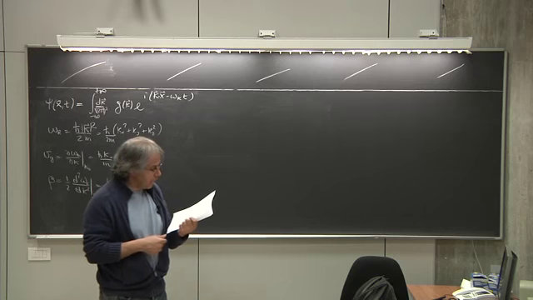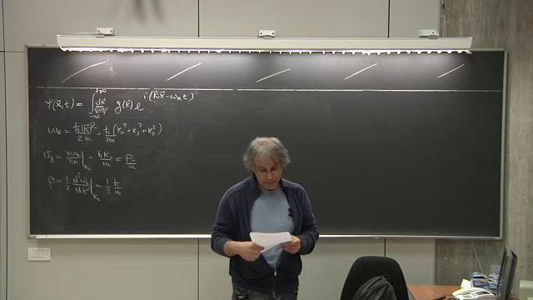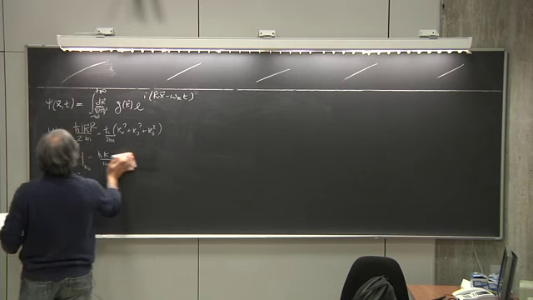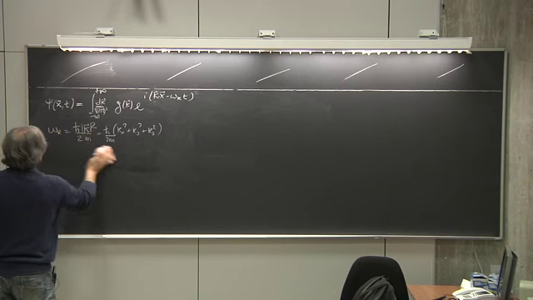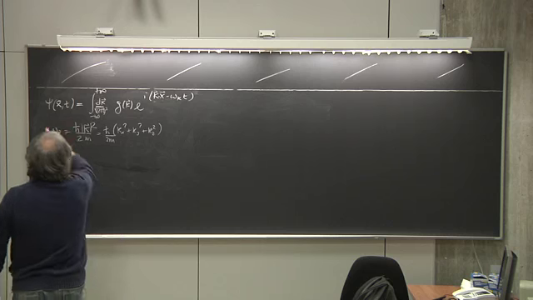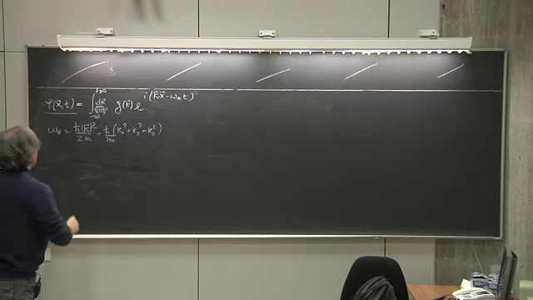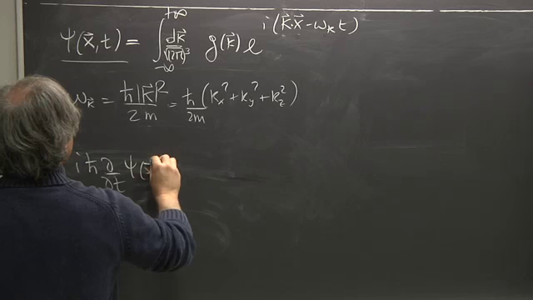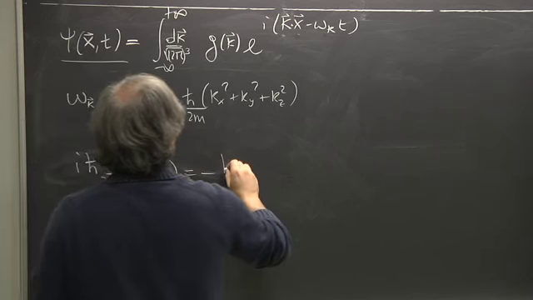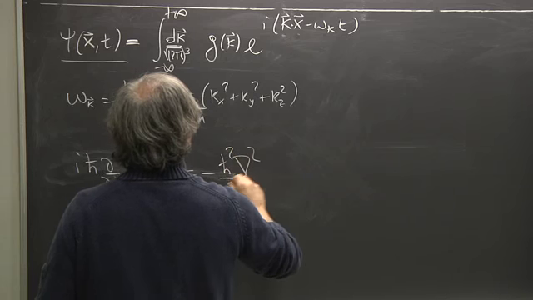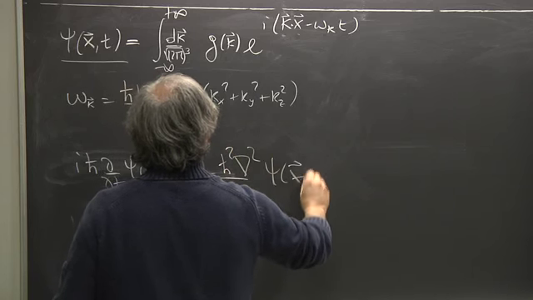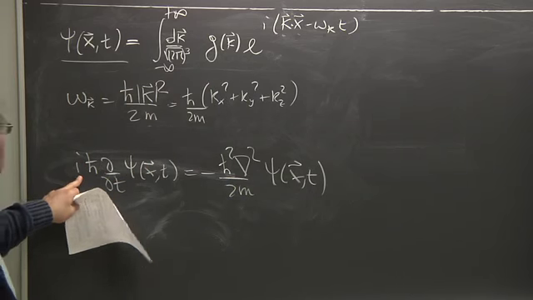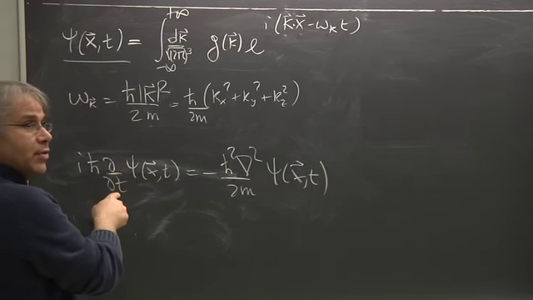Okay, so I want to prove the following thing. I want to prove that this object, this wave packet, is a solution of this equation. I will explain the symbols in a second. h bar we already know. i is the usual complex unit. This is the first order derivative in time.